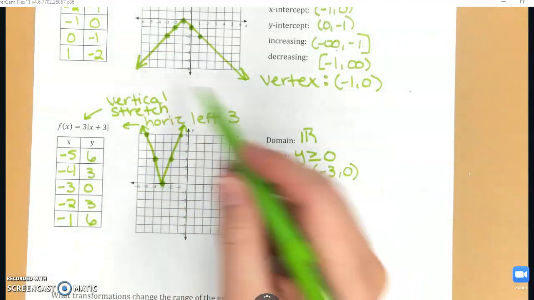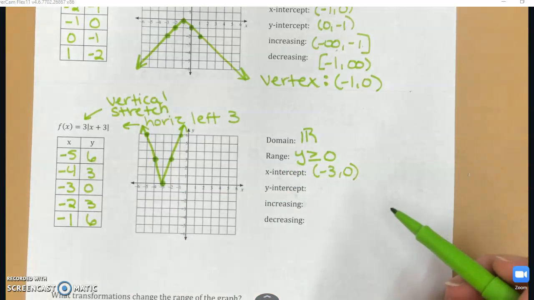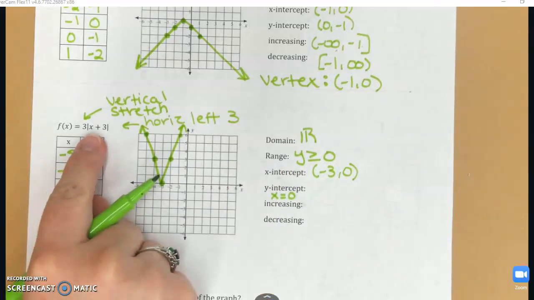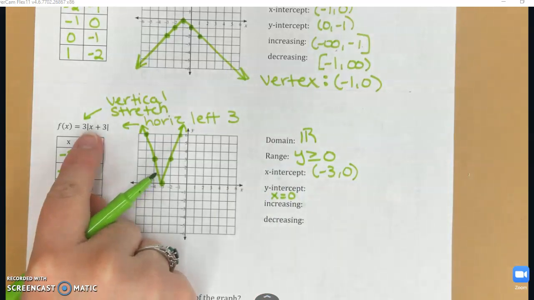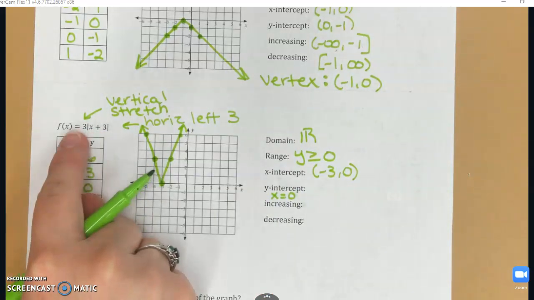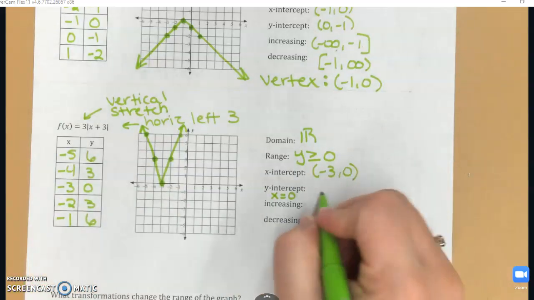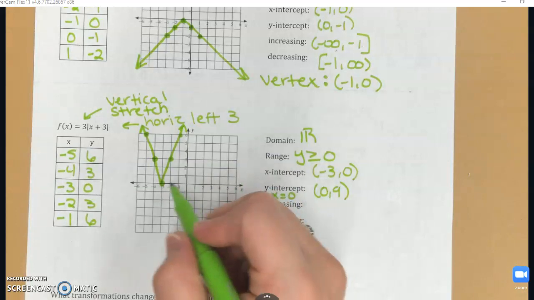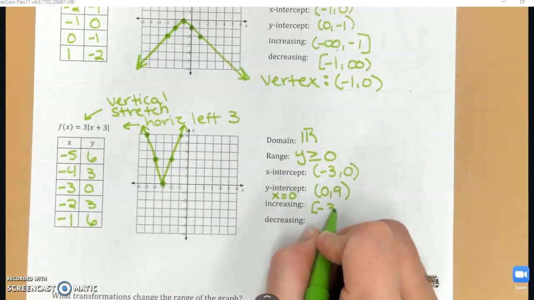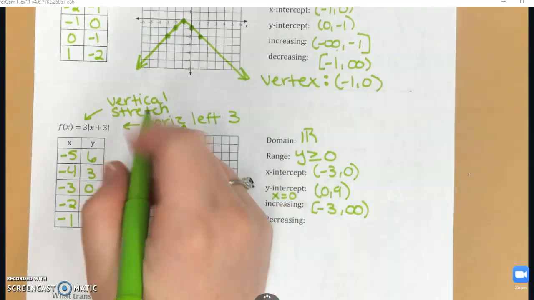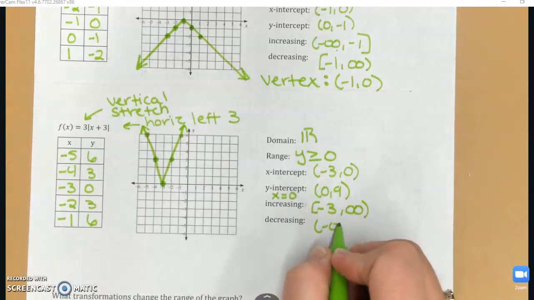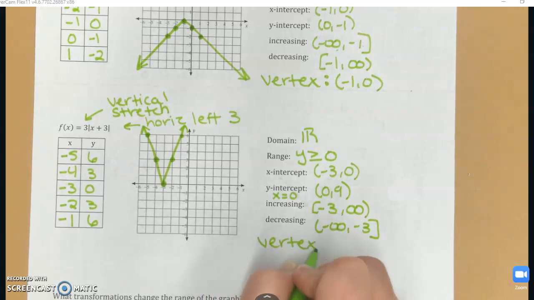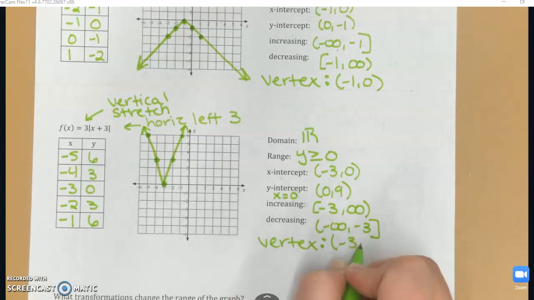My y-intercept I don't see on the graph, so how can I find it? Well, remember, your y-intercept is when x is equal to 0. If I plug in 0 here for x, 0 plus 3 is 3. 3 times 3 is 9, so that's going to be at 0, 9. I just can't see it on my graph. I am increasing from -3 to positive infinity, decreasing from negative infinity to negative 3, and my vertex is at negative 3, 0.